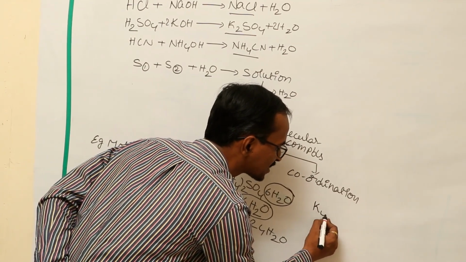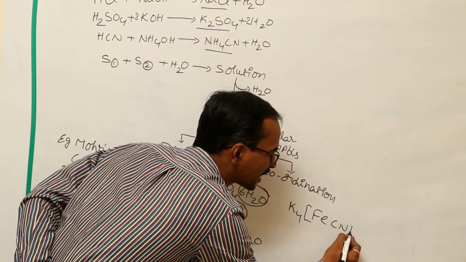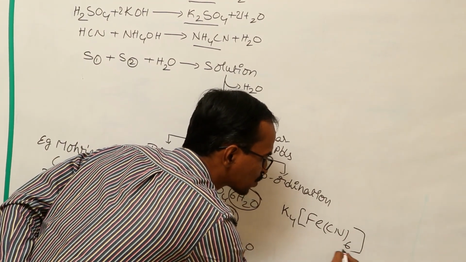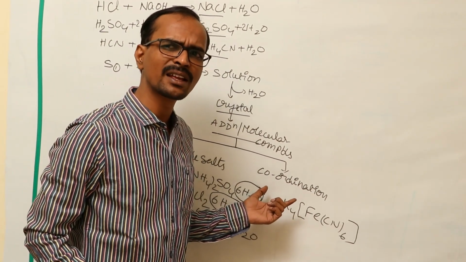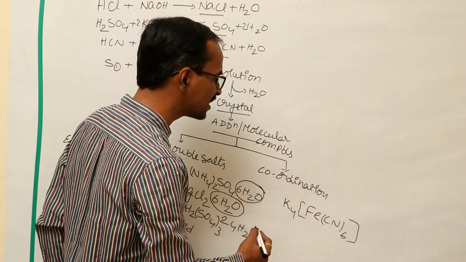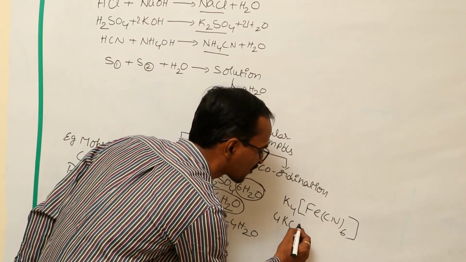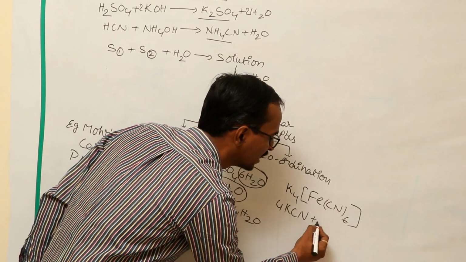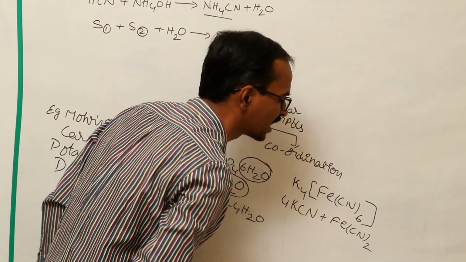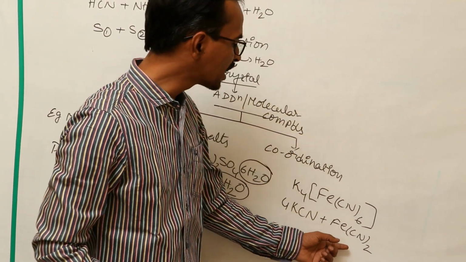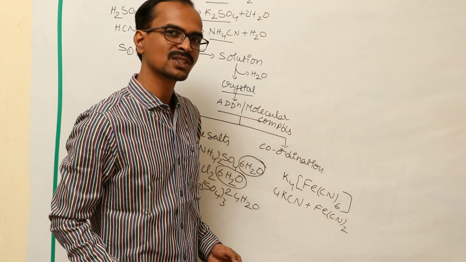Here we can take an example, potassium ferrocyanide, K4Fe(CN)6. This is one example we can quote for a coordination compound, and a very familiar one. It is formed by mixing 2 different salts: 4 moles of potassium cyanide and Fe(CN)2. By mixing the potassium cyanide and ferrous cyanide, we get potassium ferrocyanide, K4Fe(CN)6.